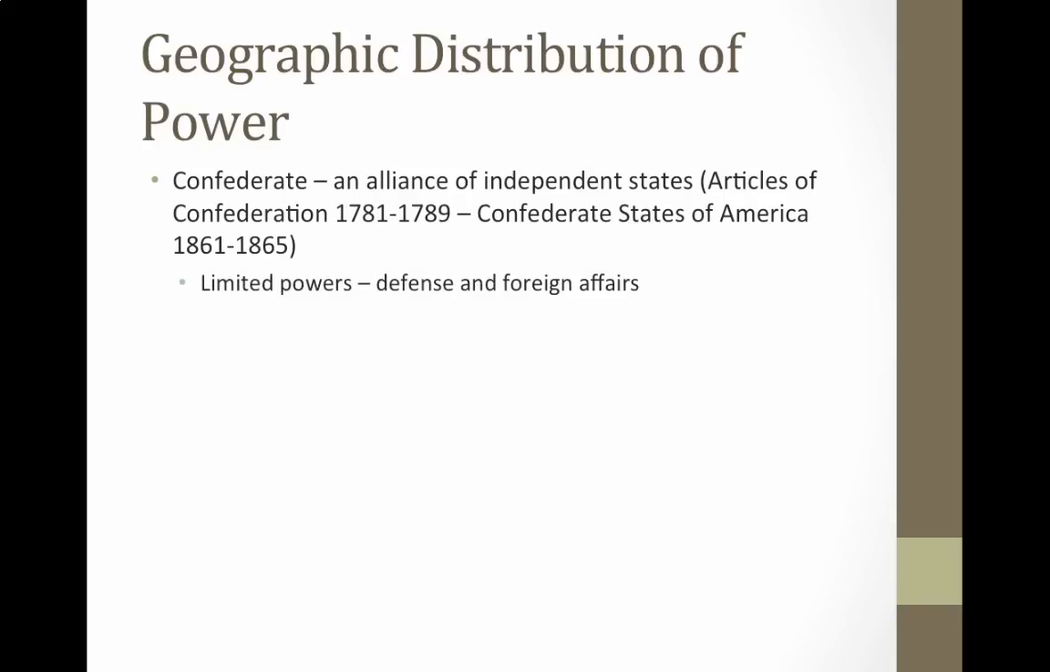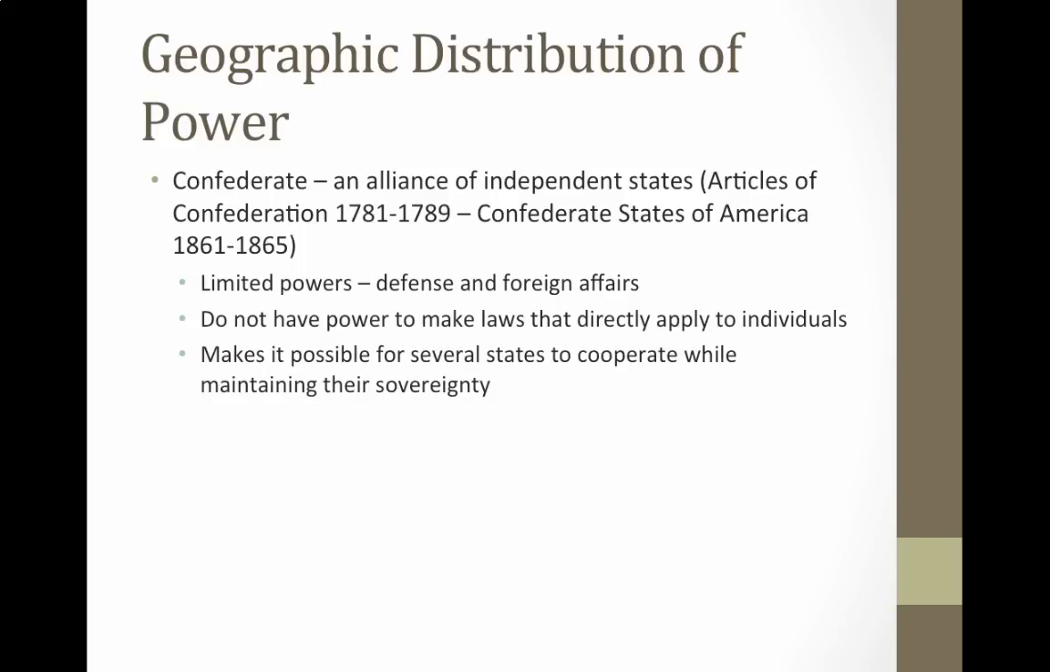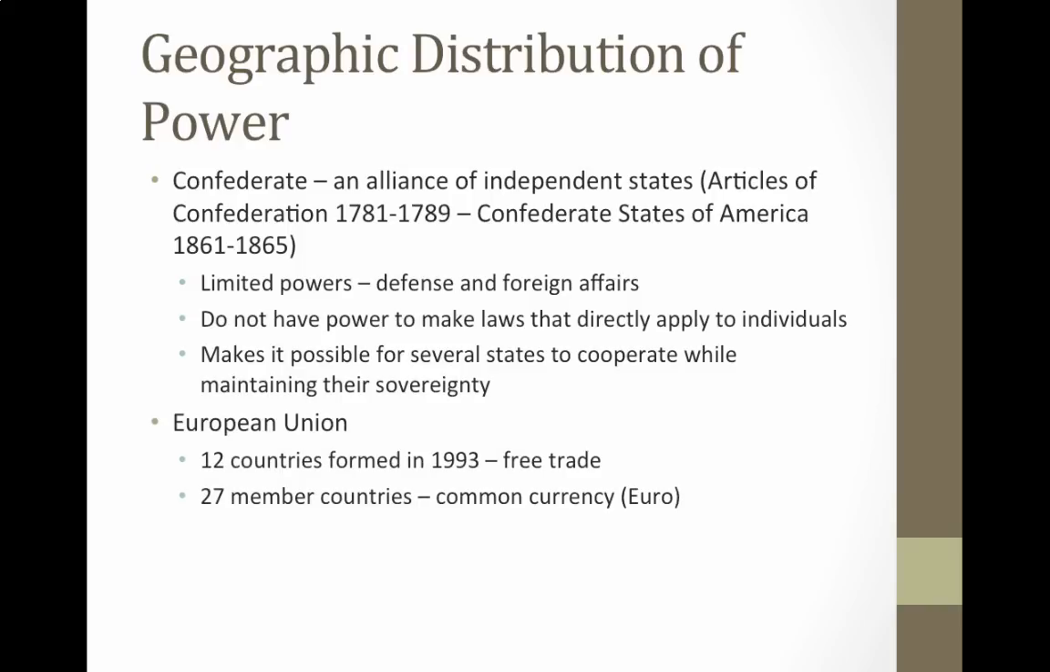In a confederacy, the central government has very, very limited powers. Typically, they allow them to have some sort of defense and foreign affairs policies to act for the whole entire Union, but they do not have the power to make laws that directly apply to individuals of those particular states because the states are still sovereign. So a confederacy makes it possible for states to cooperate while they maintain their sovereignty. European Union is the example that we'll look at that's closest to what a confederacy would be. Originally, 12 countries formed it in 1993 to deal with free trade. If you have ever looked at a map of Europe, you have a lot of very small countries.